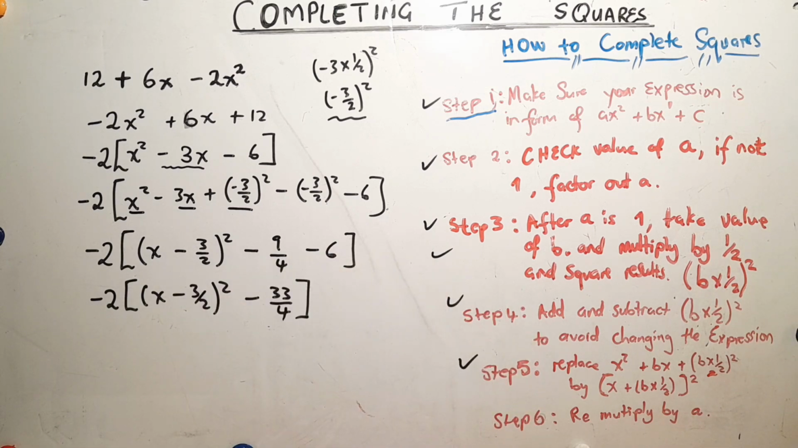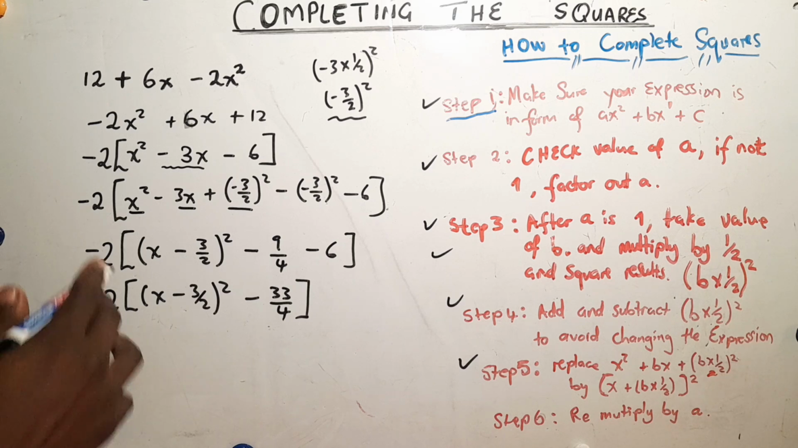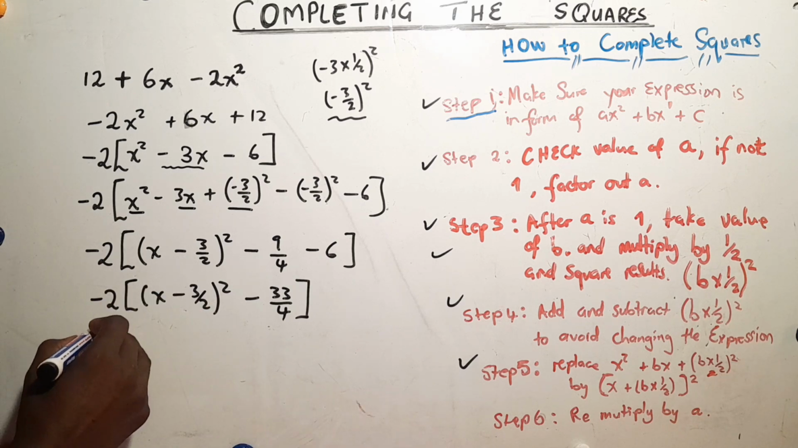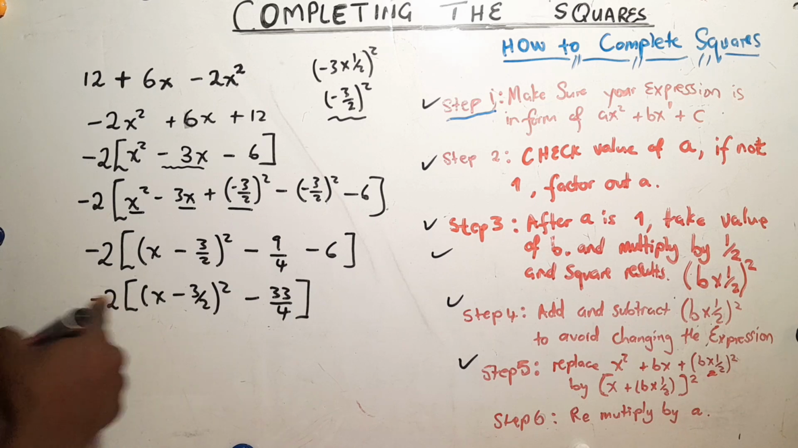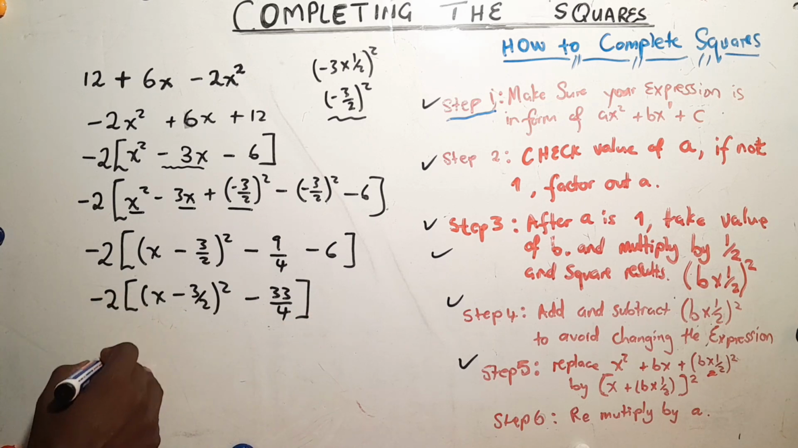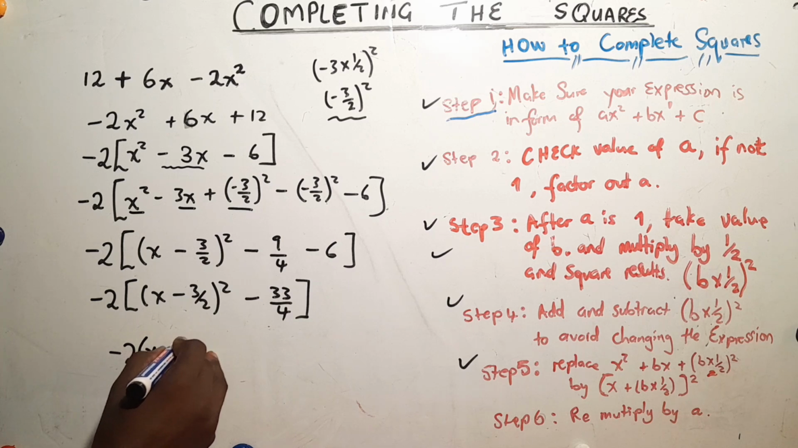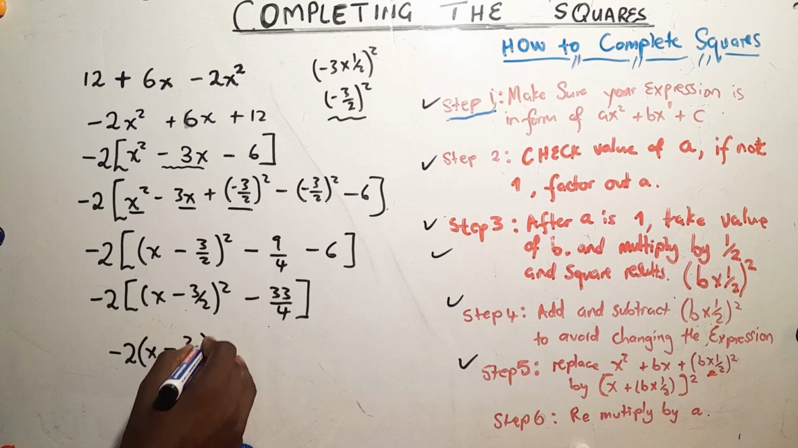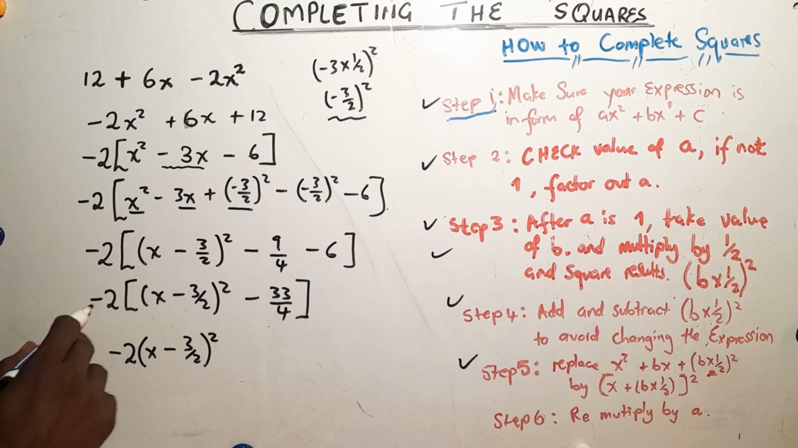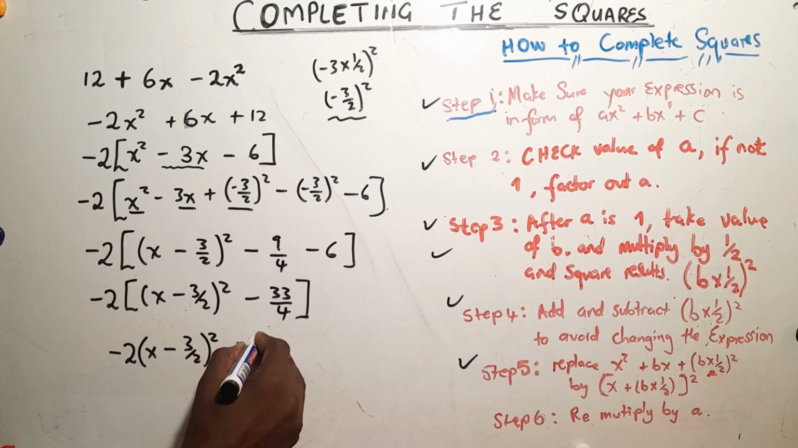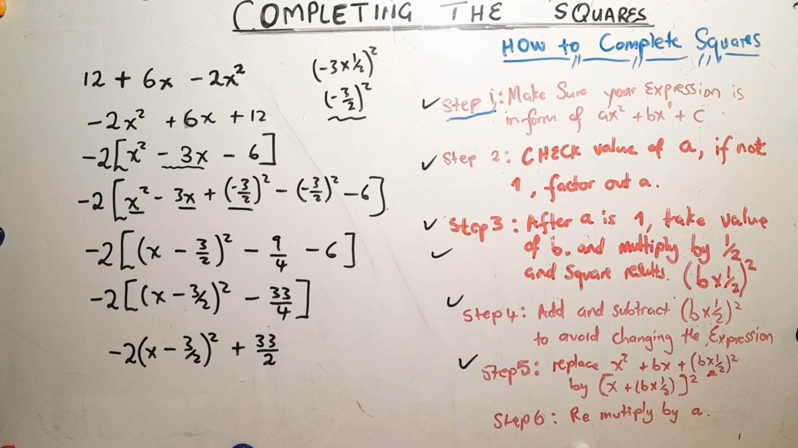And step 6, we re-multiply by the value of a. So we are re-multiplying this by the value of a. So a is negative 2, it will multiply out. So this multiplied by that will be negative 2 times x minus 3 over 2 squared. And this multiplied by that will be a positive 33 over 2 now. Just like that, we've completed the square.